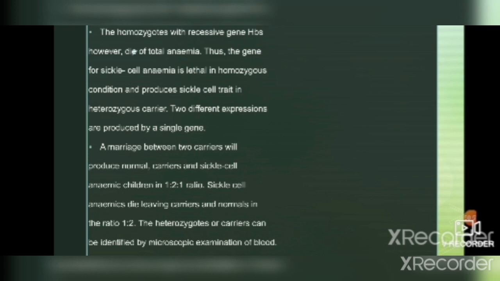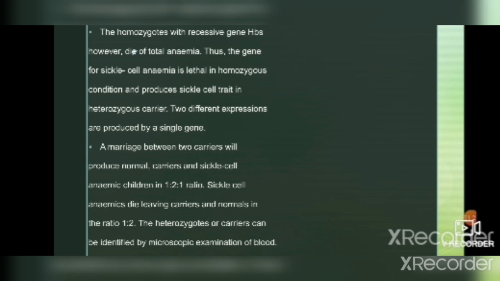The homozygotes with recessive gene HbS, however, die of severe anemia. Thus, the gene for sickle cell anemia is lethal in homozygous condition and produces sickle cell trait in heterozygous carriers. The different expressions are produced by a single gene. That single gene shows the different expressions.